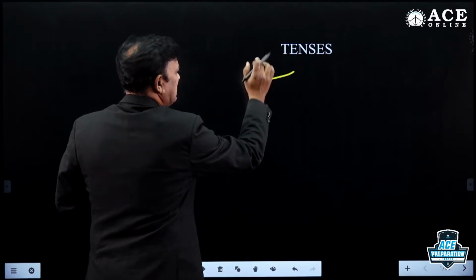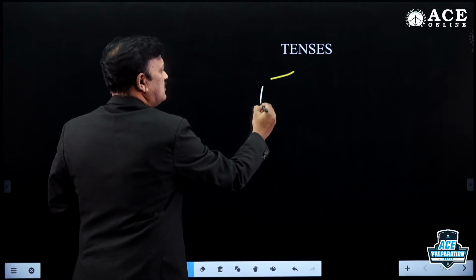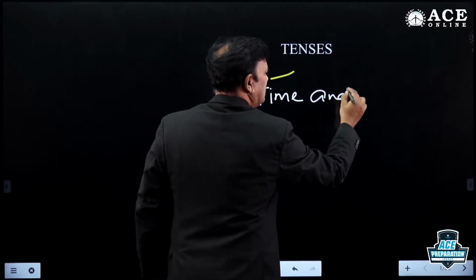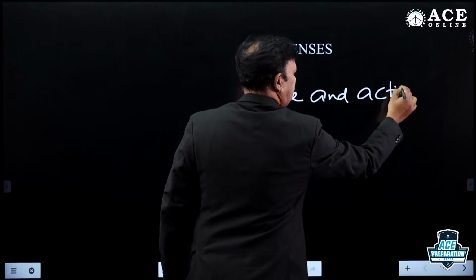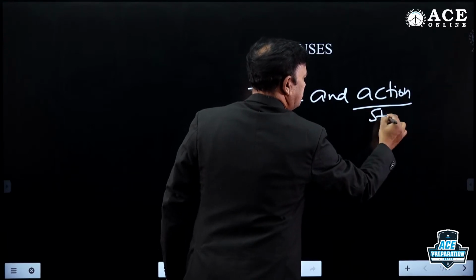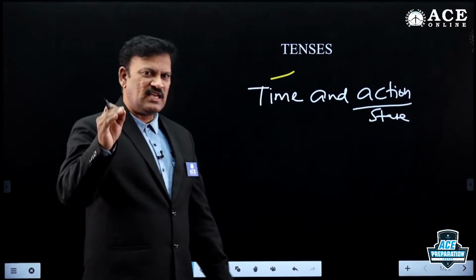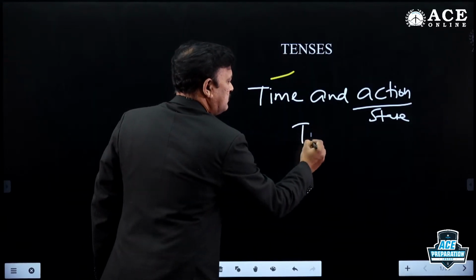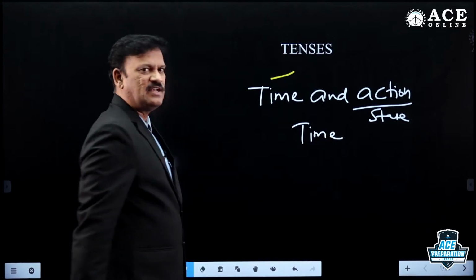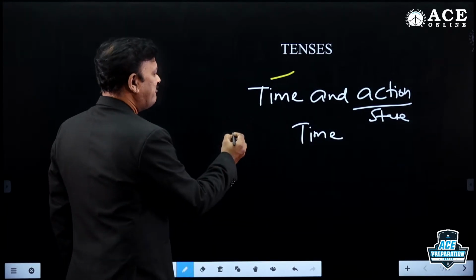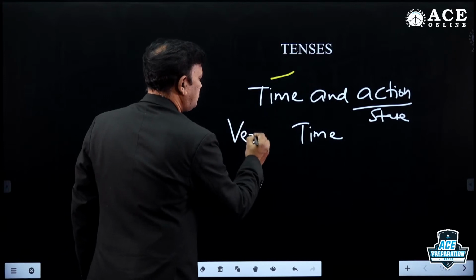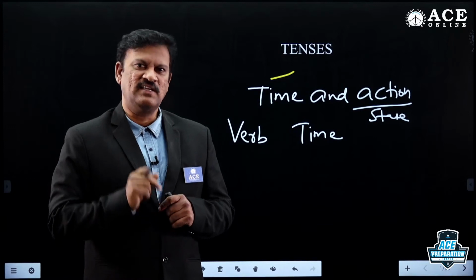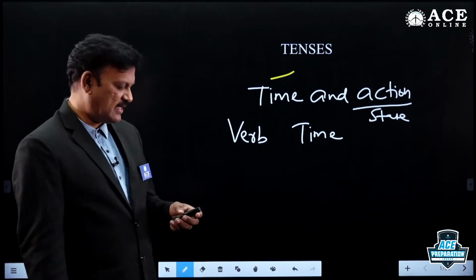Guys, basically, this is talking about time and action or state. The examiner is giving you a sentence. He will give you time, most of the times. And he is expecting you to give the form of the verb. How many forms of verbs we have, that we'll see first. Then we'll get into the actual tenses part.